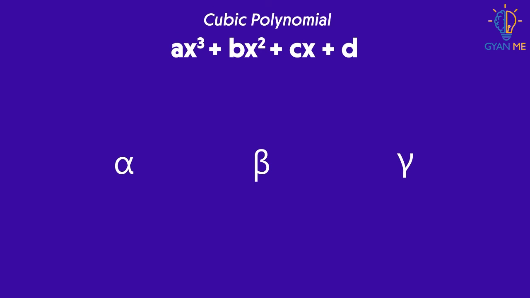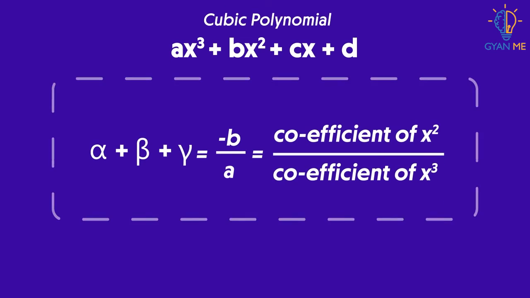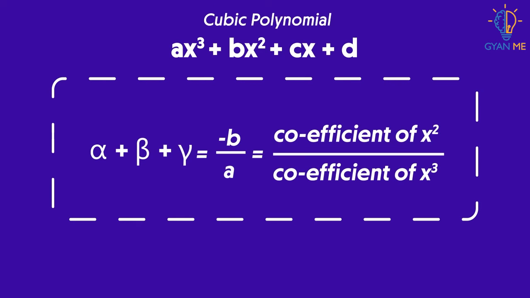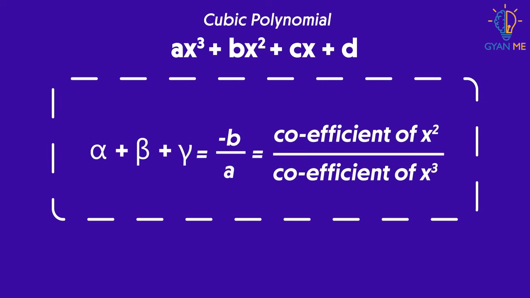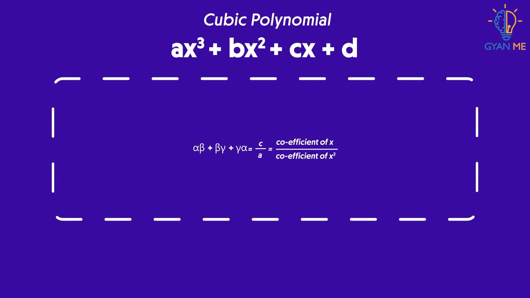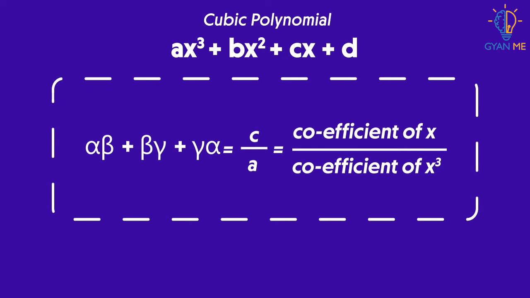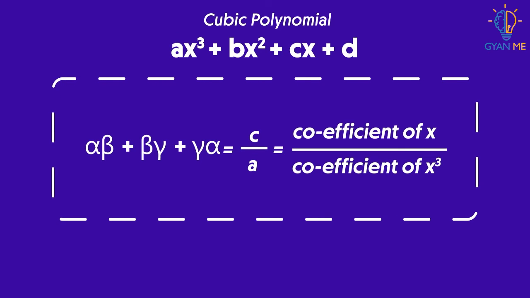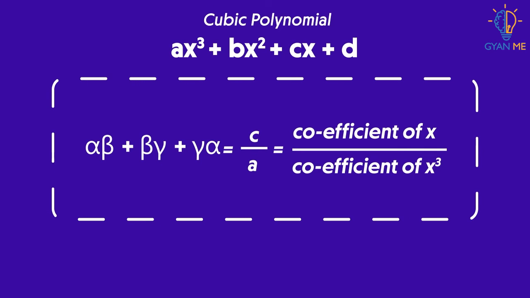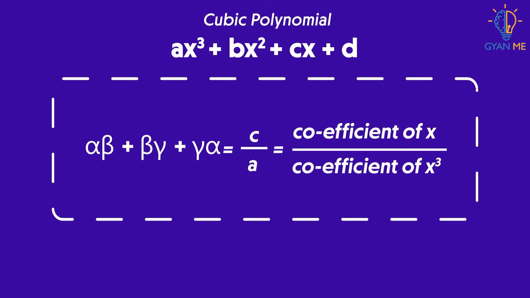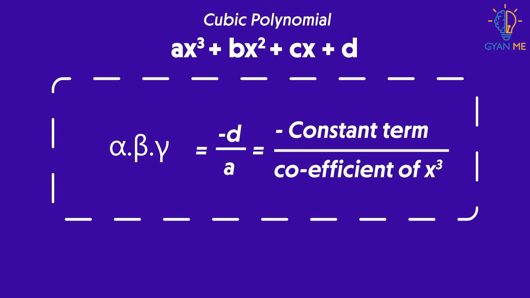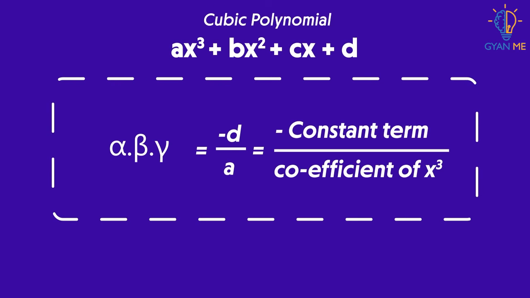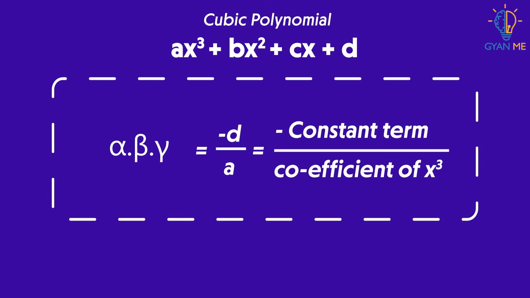The relation between its zeros and coefficient is as alpha plus beta plus gamma is equal to minus b upon a, which is equal to coefficient of x square upon coefficient of x cube. Alpha into beta plus beta into gamma plus gamma into alpha is equal to c upon a, which is equal to coefficient of x upon coefficient of x cube. Also, alpha into beta into gamma is equal to minus d upon a, which is equal to minus constant term upon coefficient of x cube.